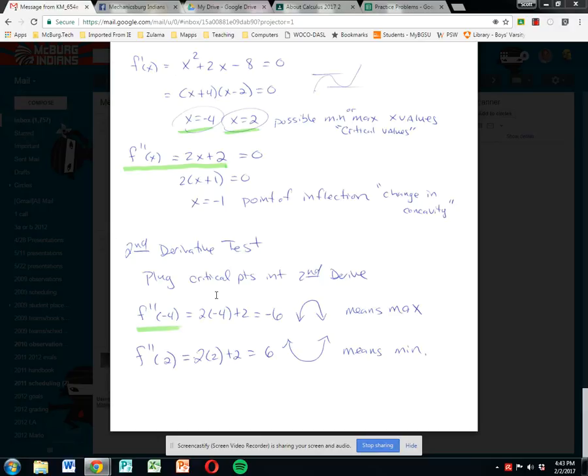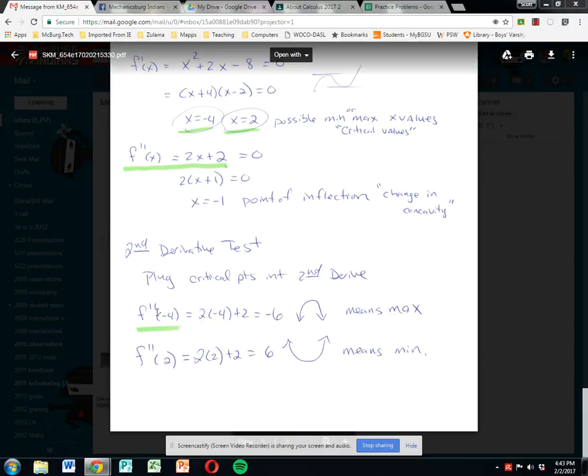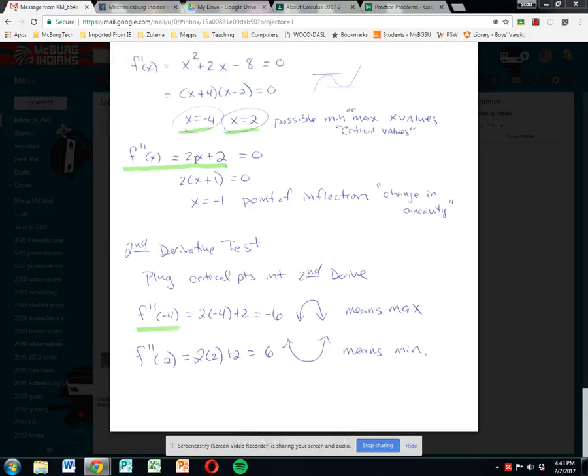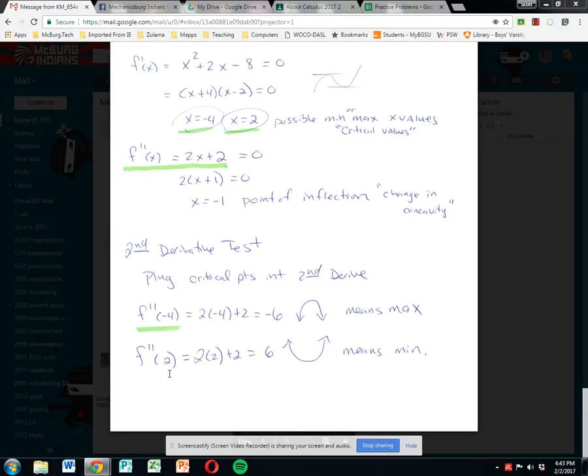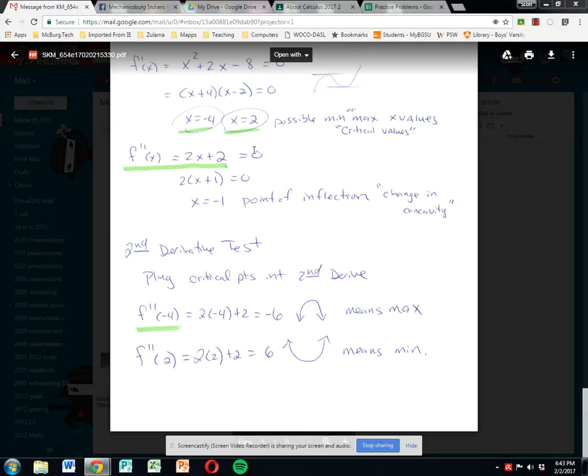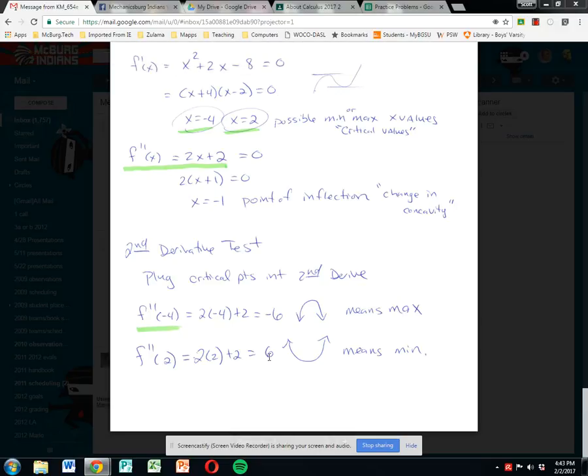Looking at the second derivative test, if we plug critical points into the second derivative, I'm going to take -4 and plug it into the second derivative, which is 2x plus 2. 2 times -4 plus 2 is a negative number. This is concave down. It must mean that the critical value at -4 must have been a max if it's concave down. By the same token, if I plug in 2, the other possible critical value that made the first derivative equal to 0, into the second derivative, again 2x plus 2, I get 6, in this case concave up, which means whatever critical point I found must have been a min.